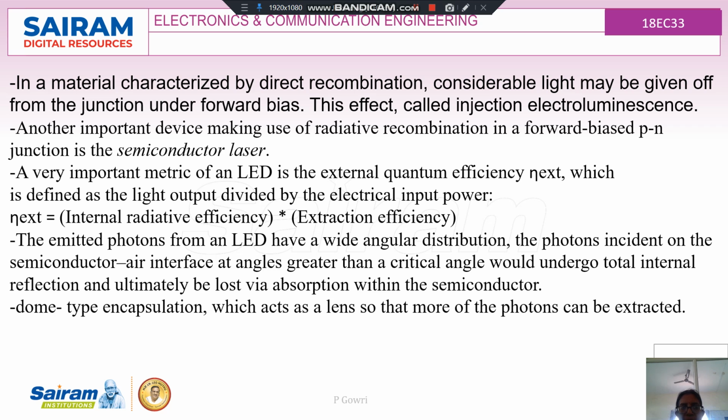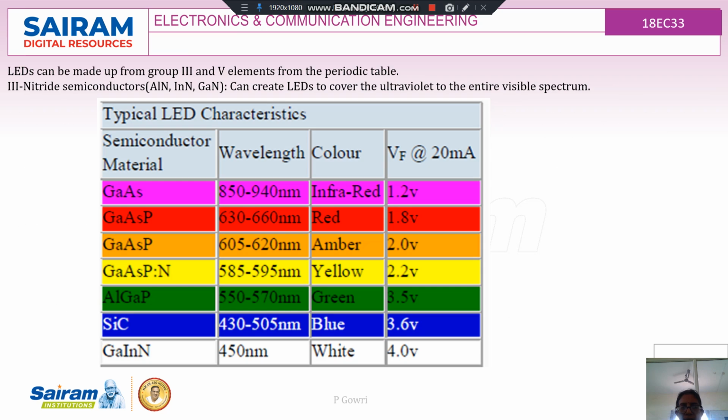An important metric of an LED is its efficiency, and the efficiency is desired to be maximum in all the applications. The emitted photons from the LED have a wider angular distribution, and the photons incident on the semiconductor air interface at an angle greater than the critical angle would undergo total internal reflection and ultimately be lost via absorption within the semiconductor. So a dome type encapsulation will be used so that the maximum number of photons are extracted.